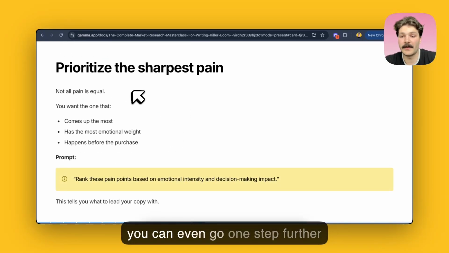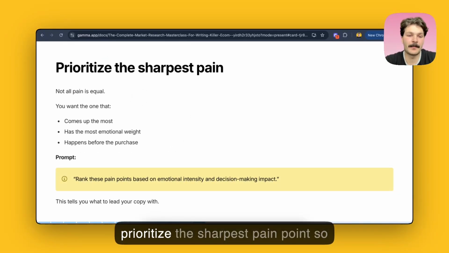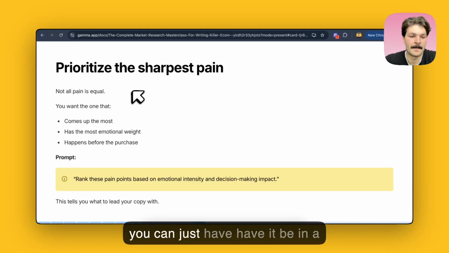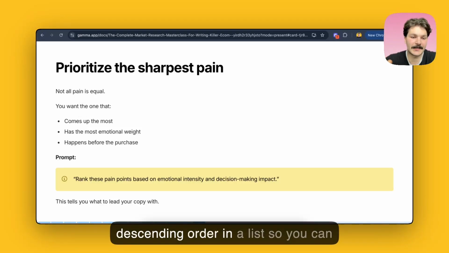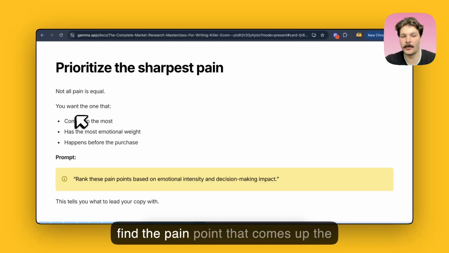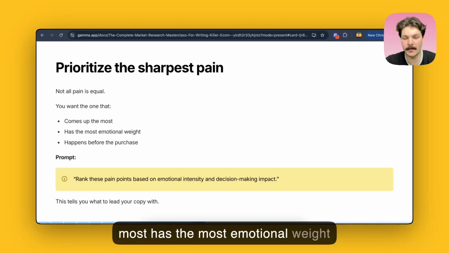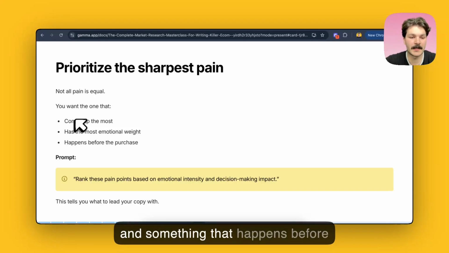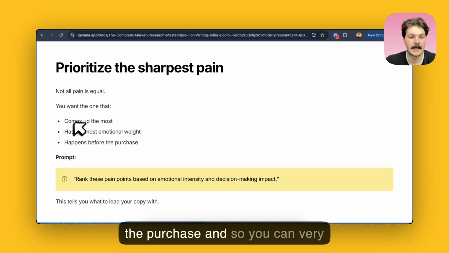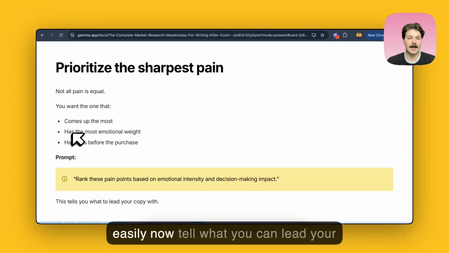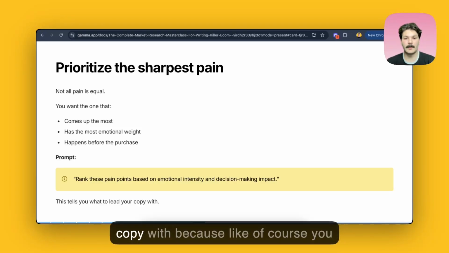And then you can even go one step further, prioritize the sharpest pain point. So you can just have it be in a descending order in a list. So you can find the pain point that comes up the most, has the most emotional weight, and something that happens before the purchase. And so you can very easily now tell what you can lead your copy with.